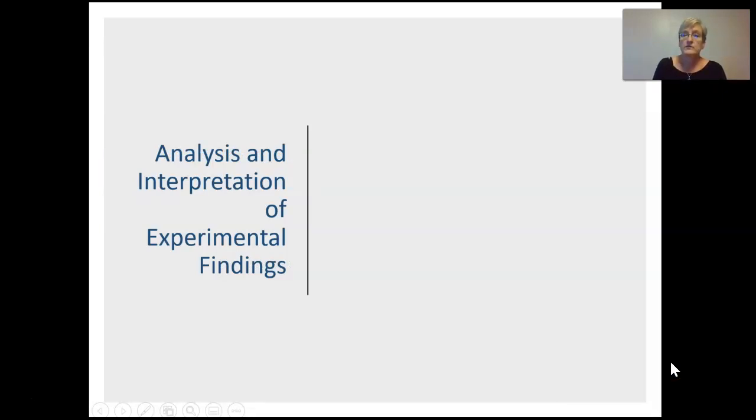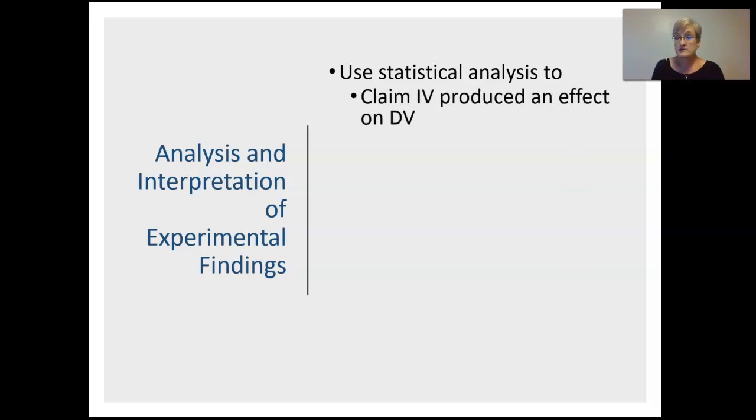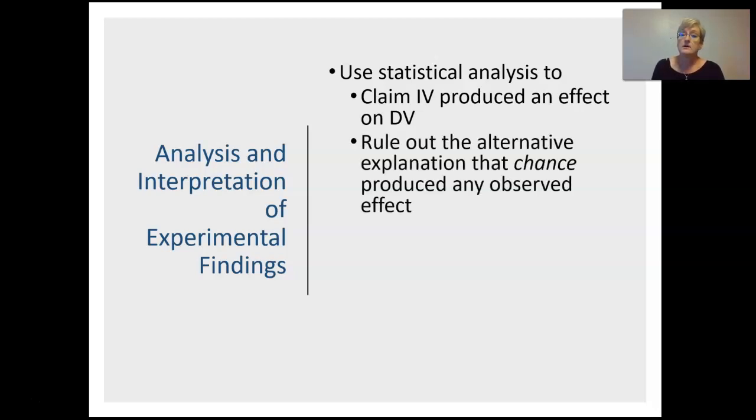Now, what's the process of doing data analysis and interpretation when we've got experimental findings and we're comparing groups of participants? We use statistical analyses to do a couple of basic things. We want to be able to make a claim ultimately that manipulating the independent variable produces an effect. It changes the level of the dependent variable.